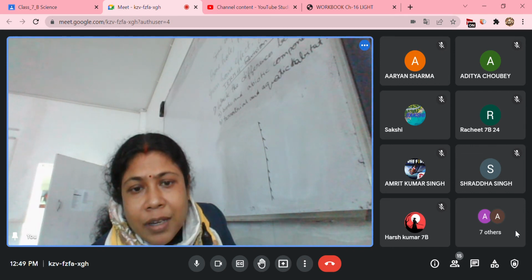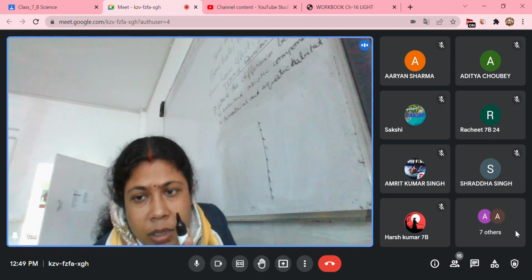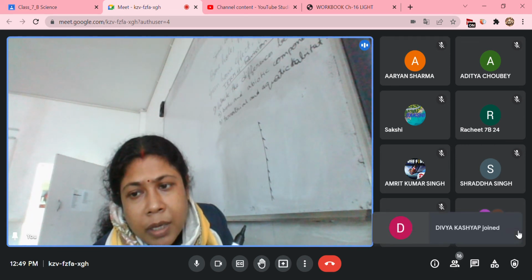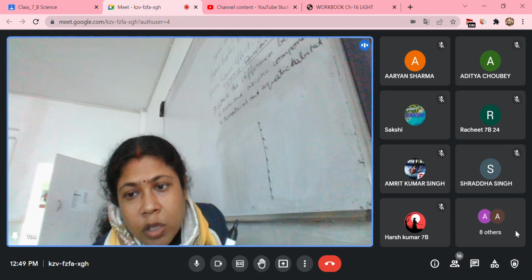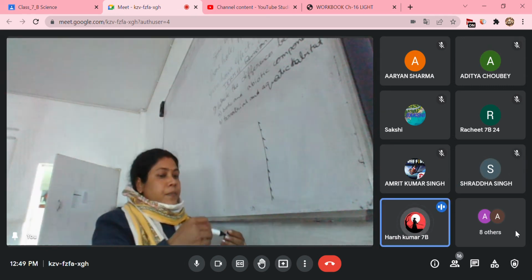Virtual image is always erect. And in case of a plane mirror, the height or size of the object will be exactly that of the image. And the object distance will be equal to the image distance.